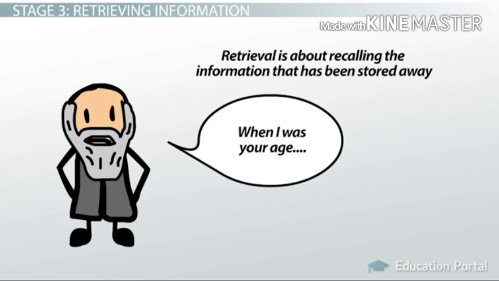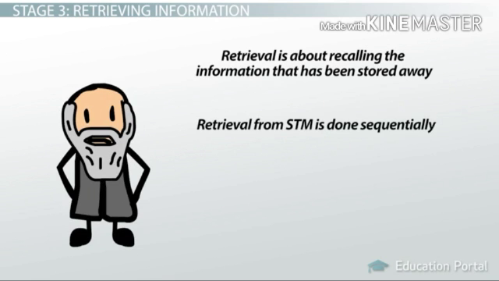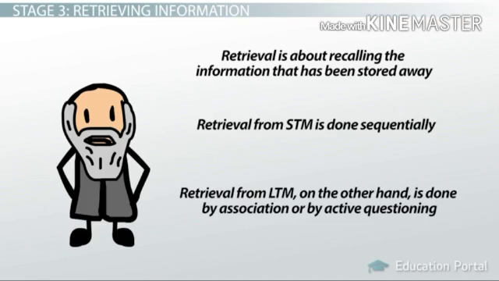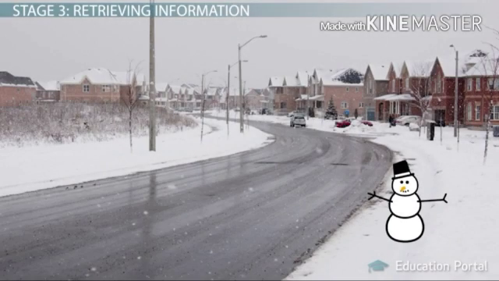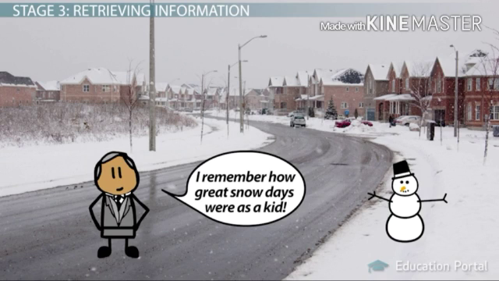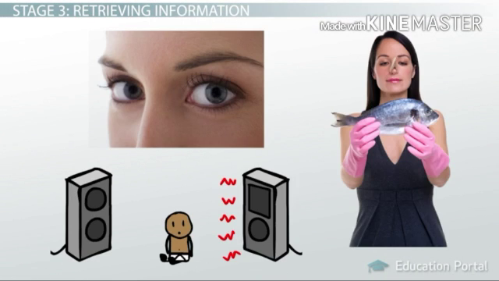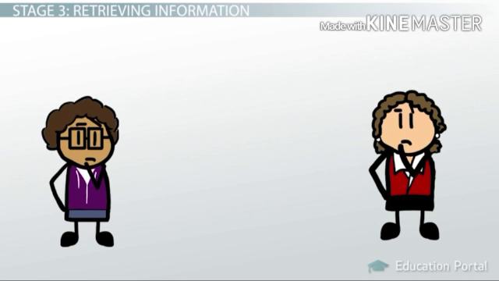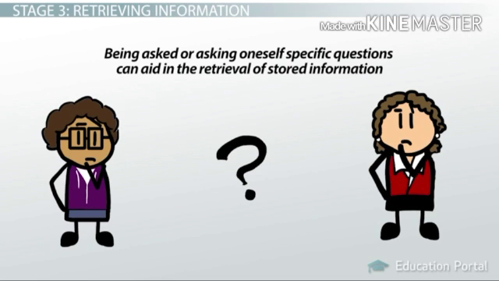Retrieval is about recalling the information that has been stored away. Retrieval from STM is done sequentially. Retrieval from LTM, on the other hand, is done by association or by active questioning. In other words, information from a current situation can aid in retrieving information that has been stored in the past by associating cues from the current situation to cues from stored information. Sights, sounds, and smells are examples of cues that could aid in retrieval. Posing questions is another way to retrieve previously stored information. Being asked or asking oneself specific questions can aid in the retrieval of stored information.